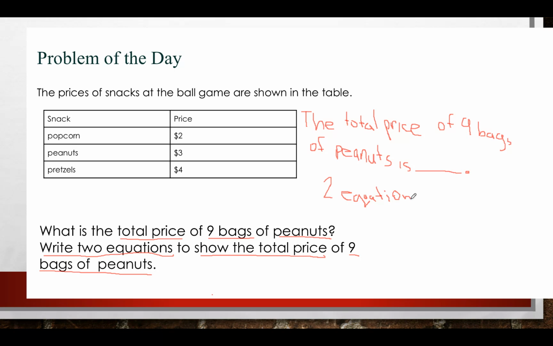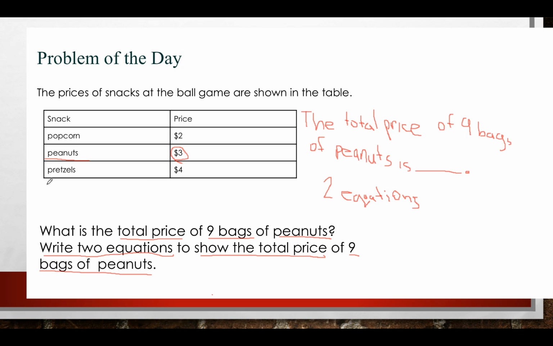All right, so when we look at the table, there's some information there that we need to underline or highlight as well. And that would be the peanuts and the cost of the peanuts, which is $3. And that's $3 just for 1 bag of peanuts. So the question is, how are we going to find the total price of 9 bags of peanuts? We must have had a big group of people there, or we're mighty hungry. But anyway, if we're going to show 9 bags of peanuts, that's our picture for the key information.